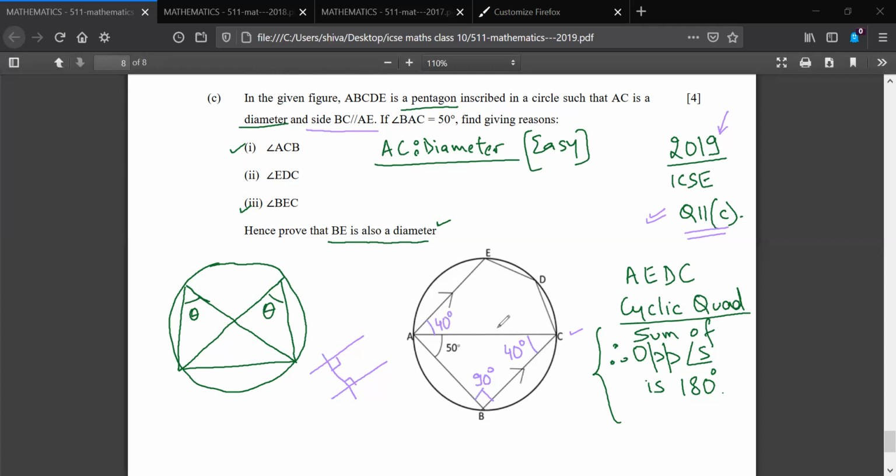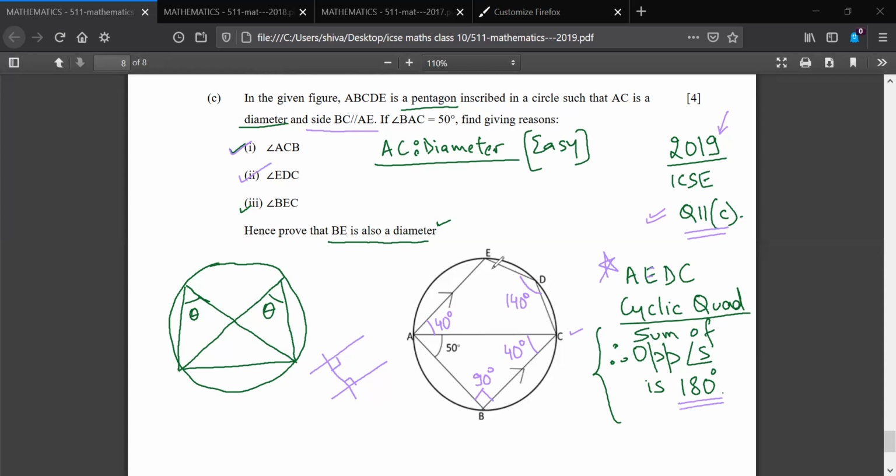Okay. Now, what they are saying is find ACB. ACB, I have already found. They are saying EDC. EDC, I need to find. Now, I can see that AEDC is a cyclic quadrilateral. By one of the theorems of cyclic quadrilateral, the sum of opposite angles of a cyclic quadrilateral is 180 degrees. So if this is 40 degrees, this would be 140 degrees. Mr. Rudra, any doubt? No, sir. So I have found EDC also. I need to find BEC.